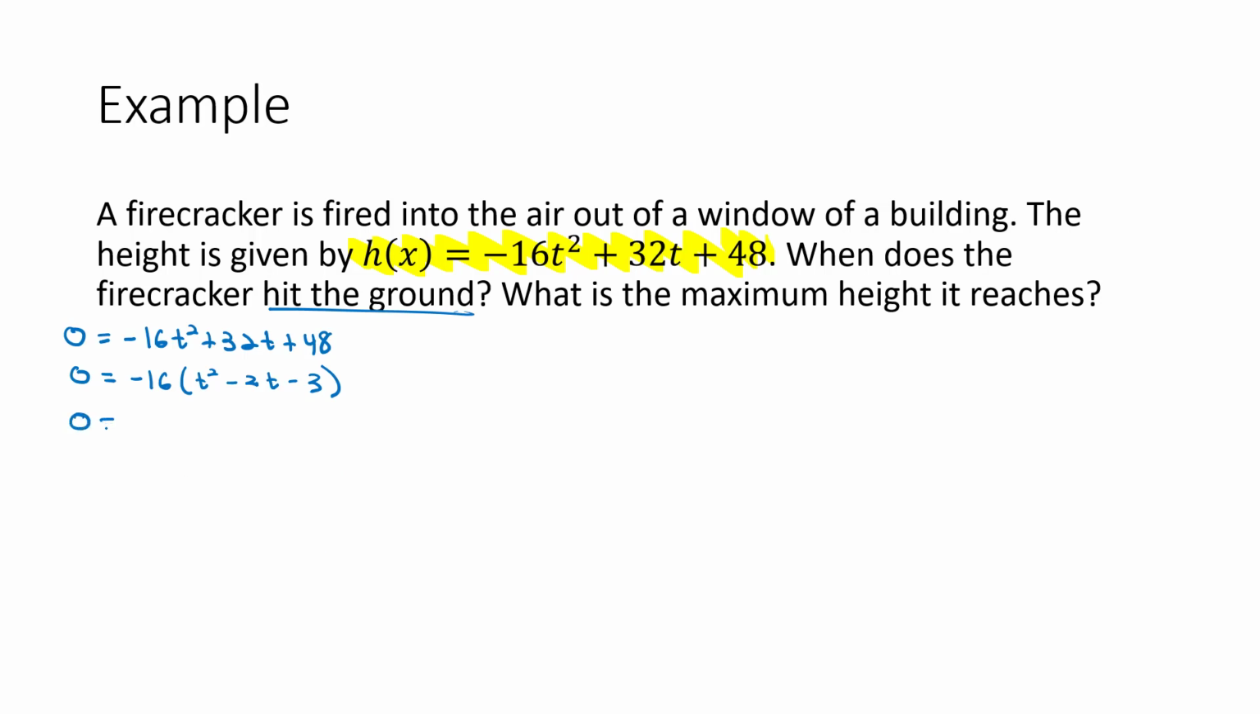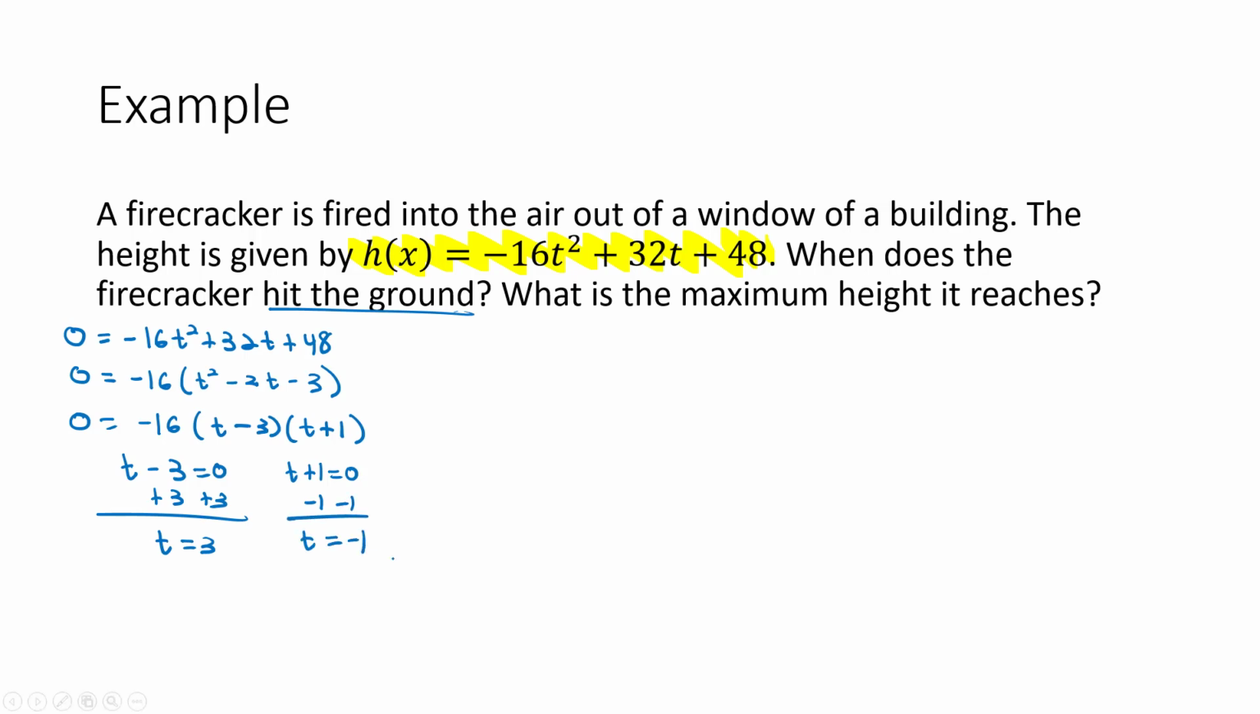And that does factor really nicely. Negative 16, t times t is the t squared. 3 times 1 can give us negative 2 if the 3 is negative and the 1 is positive. Set each factor equal to 0. t minus 3 equals 0, and t plus 1 equals 0. Add 3 to both sides, and t is equal to 3. Subtract 1 from both sides, and t is equal to negative 1.